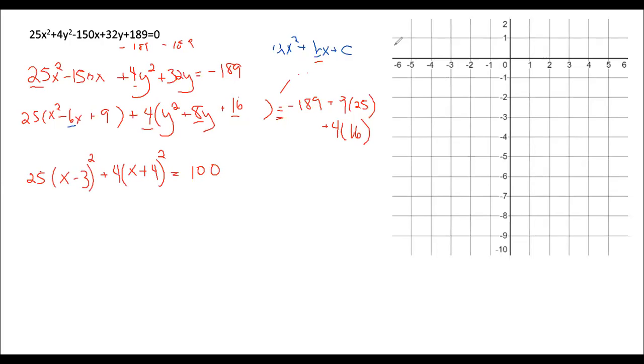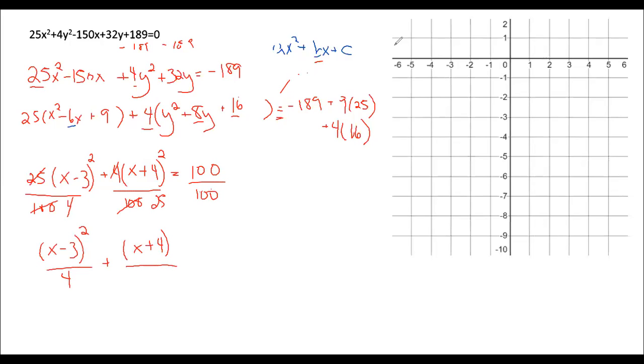Okay, so now the final step, if you remember, for our ellipses is that we need to have this side equal to 1. So we're going to divide everything by 100 to maintain our equality. We can simplify this: 25 and 100, we can divide out 25. This becomes 4. So we have x minus 3 squared divided by 4, plus y plus 4 squared over 25, equals 1. And now we're in the standard format for our ellipse.